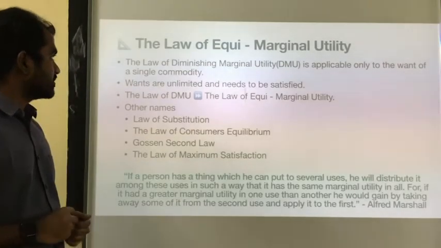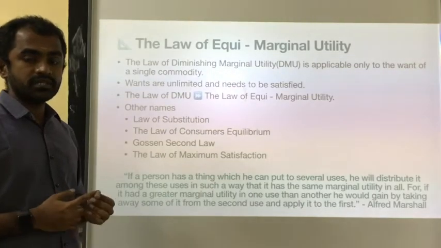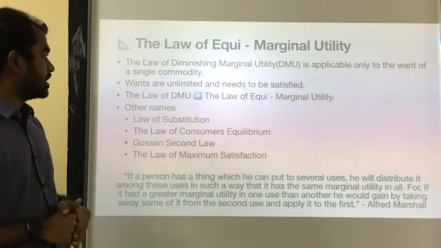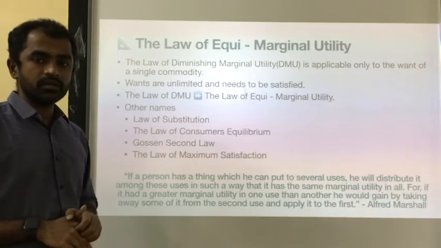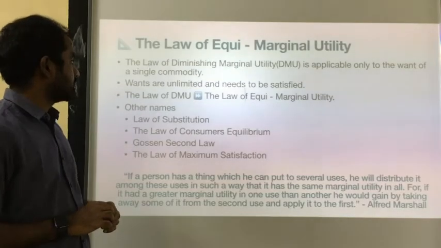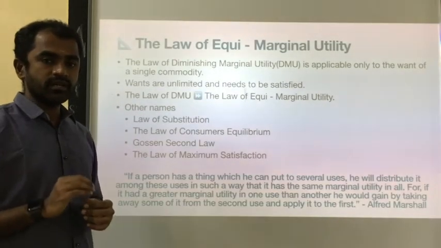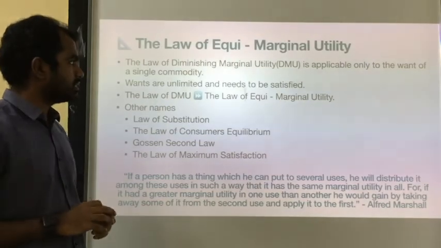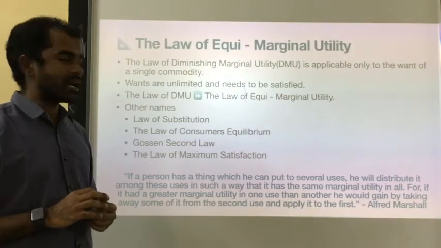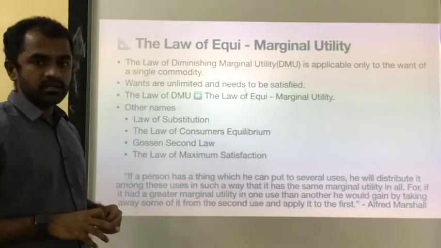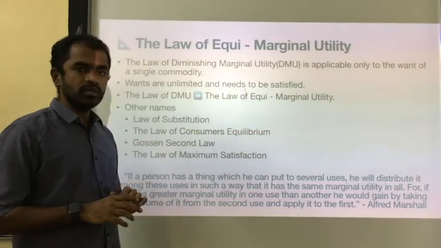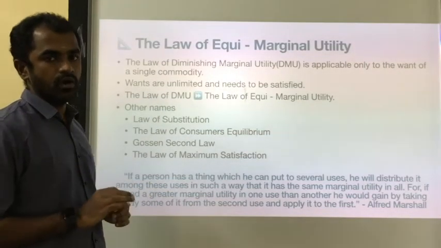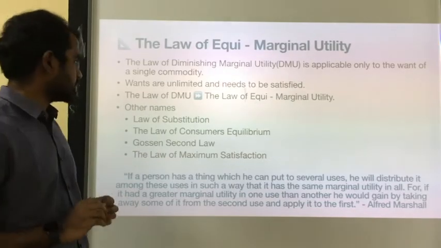In the last session, we have already seen what is the law of diminishing marginal utility, and we know that it is only applicable to a single commodity. But as we are humans, we already know that our wants are unlimited and all our wants need to be satisfied. For that, the law of diminishing marginal utility was modified into the law of equimarginal utility.